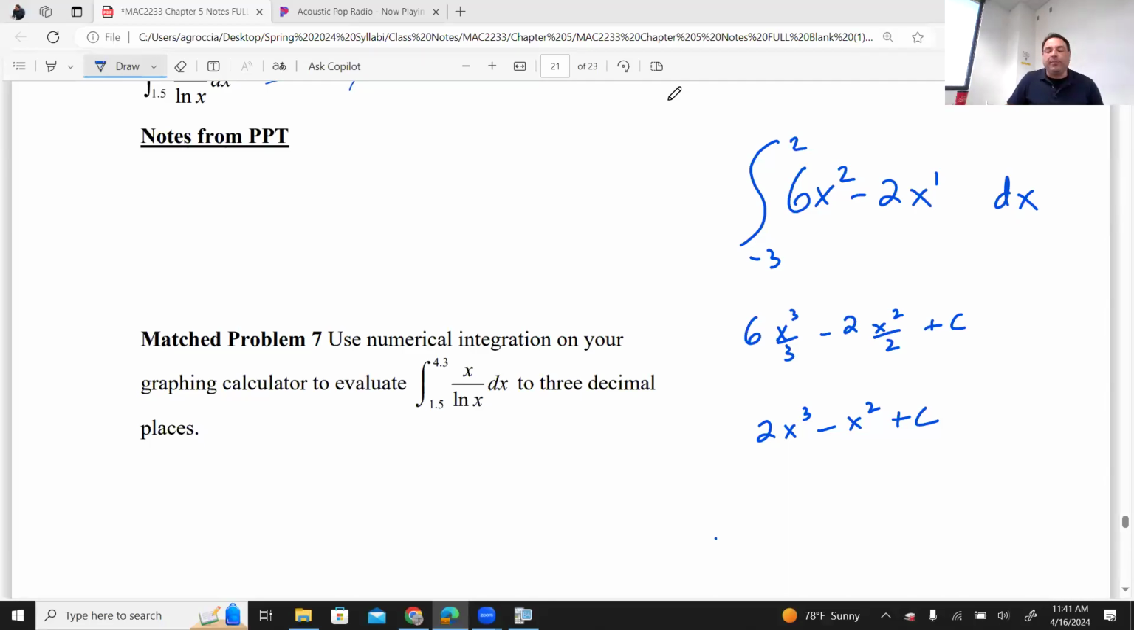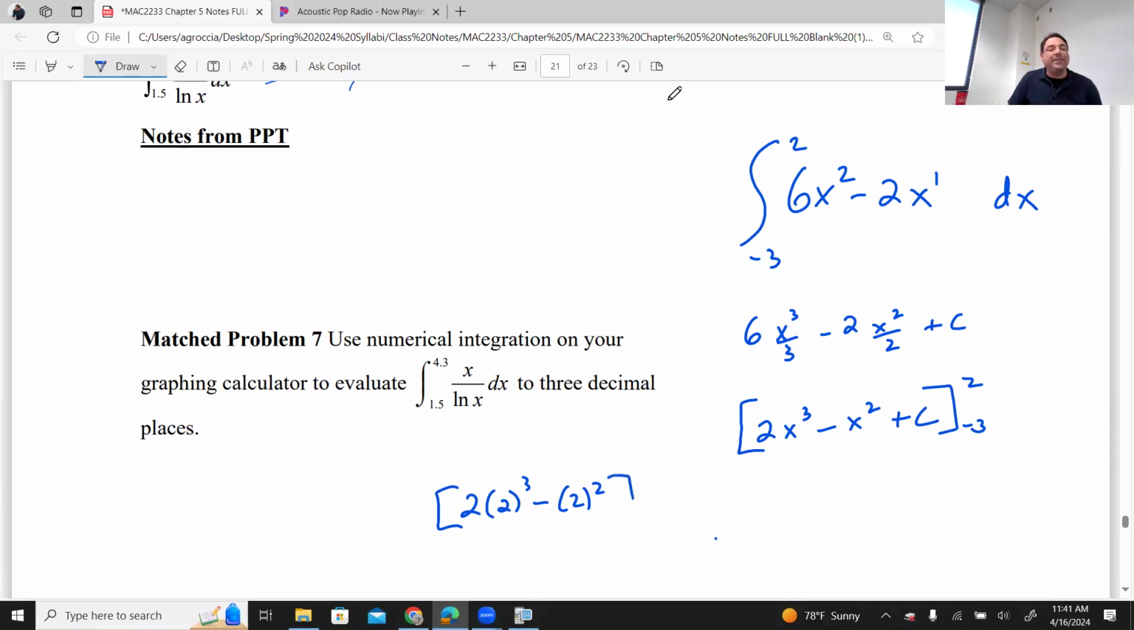Now we're going to deal with those numbers. So what I'm going to do is take that integral and go from -3 to 2. So how do I do that? Well, you plug in the top one first. So this is going to be 2 parentheses 2 cubed minus 2 squared. Now, you can put the plus c, no worries at all.